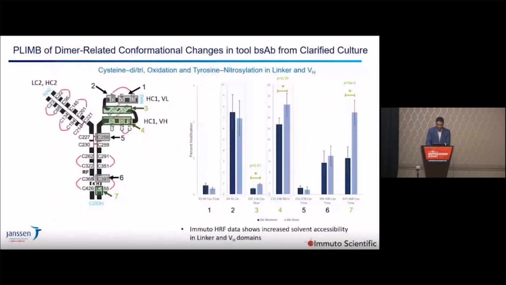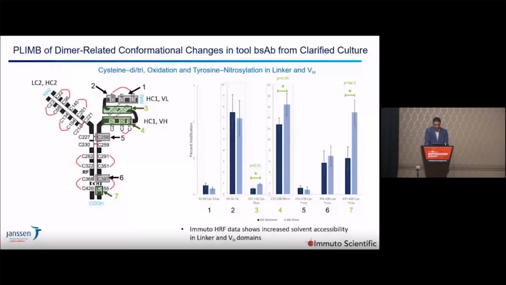Then we went and looked at cysteine-specific modifications that we get in the footprinting data. What we're seeing here is the cysteine di- and tri-oxidations, and in addition to that, we saw in certain regions where tyrosine was nitrosylated. This is a unique modification that's only seen in the PLIMB data. No other footprinting method can provide this kind of granularity and modification. Nitrosylation is normally not observed in other methods.